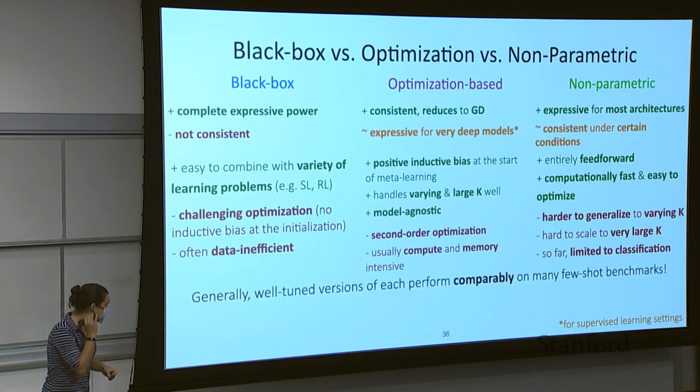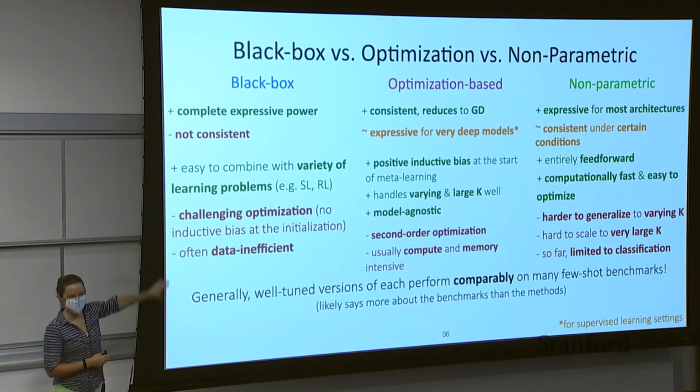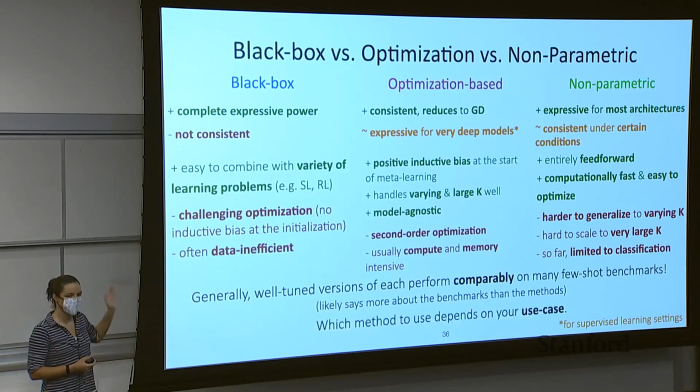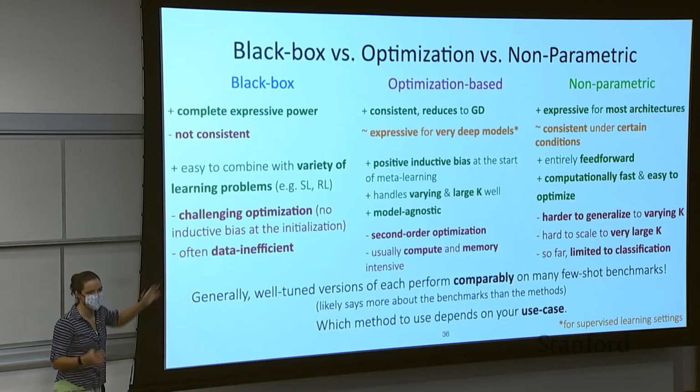And then lastly, I think that well-tuned versions of these approaches generally perform fairly comparably on a lot of the few-shot learning benchmarks. I think that this likely says more about the benchmarks than the methods themselves. And ultimately, what you end up using will probably depend on your use case. But hopefully this gives you a sense for the kinds of things you should be thinking about when deciding which method to use.